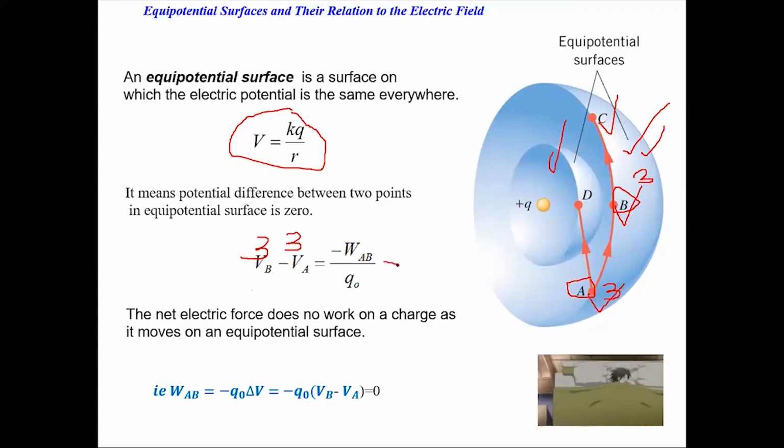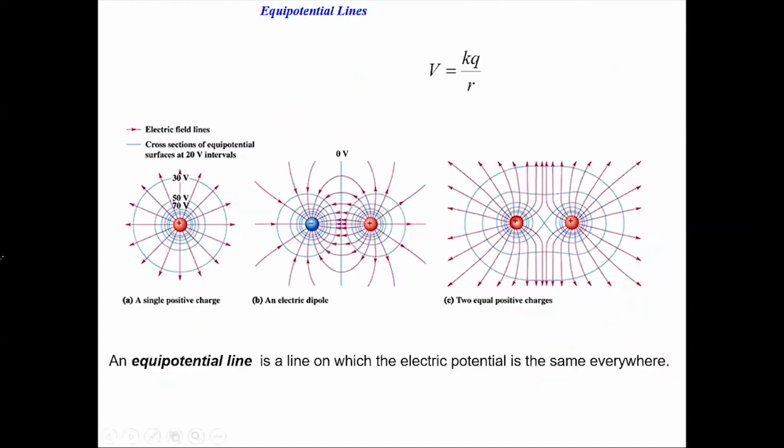Zero. What is W then? If your W over Q is 0, what is W? Zero. So meaning, if you want to move charge from point A to point B on the equipotential surface, you don't have to do work. If it is an equipotential surface, then if you want to move the charge from one place to the other, you don't have to do work. Good news. Okay, let me go back to this picture here again.